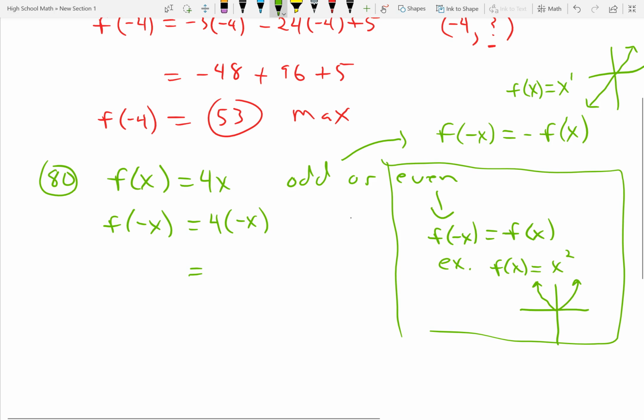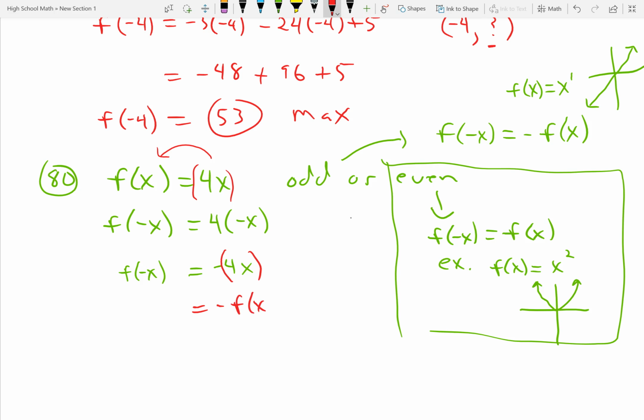When we do this, 4 times negative x is a negative 4x. So what we see here is f of negative x is equal to negative 4x. Well, this part here, 4x, that is f of x. So I can make that substitution. Where it says 4x, let me substitute what we know 4x to be, which is f of x. So this becomes negative f of x. So what we see is f of negative x is equal to negative f of x. This is our definition of odd. So is it odd or even?